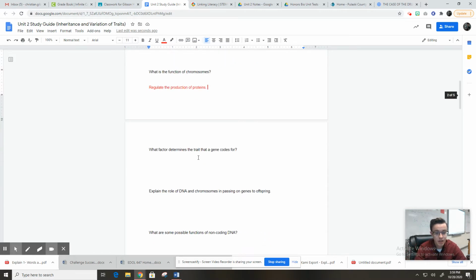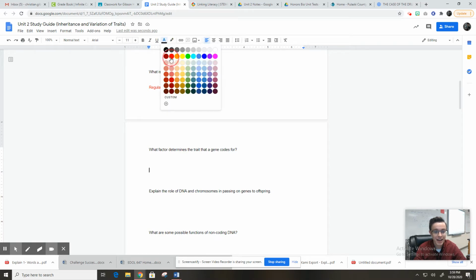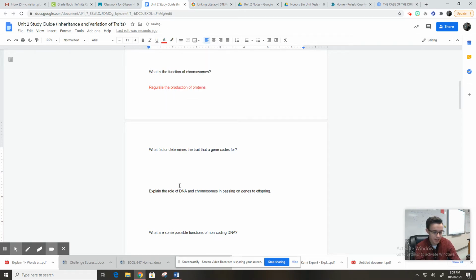Okay. What factor determines the trait that a gene codes for? Well, when you get down to it specifically, it's the sequence of nucleotides in that gene. So those A, T, C, and G, the sequence of those letters is what determines the trait that that gene codes for. So those are like the steps in the recipe.